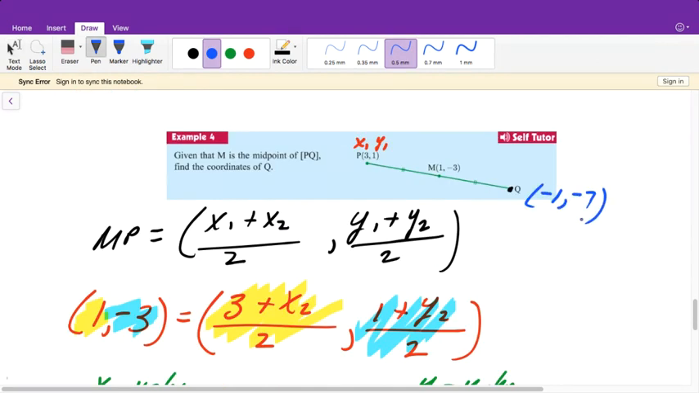If you wanted to, you can check your work by plugging it back into our original midpoint formula. 3 plus negative 1 is 2. 2 divided by 2 is 1. Check. 1 plus negative 7 is negative 6. Negative 6 divided by 2 is negative 3. Check. So you can check your work. All right? That is it for this video.